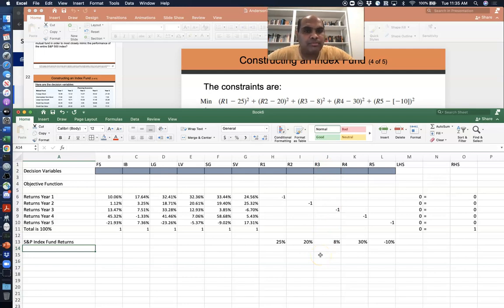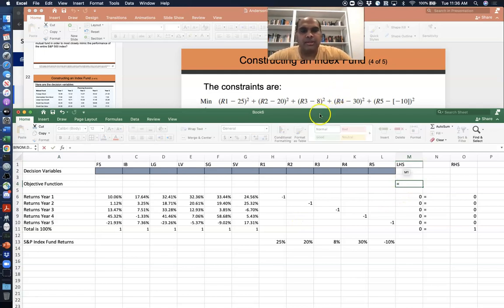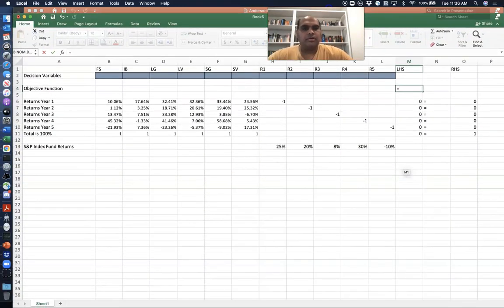So we cannot just write a sum product formula. It is the sum of the differences squared. There are a couple of ways of going about it. We can write it as a separate formula, then add these things. But let's go with the simplest option, which is just to write the formula out explicitly. So we are saying R1 minus, squared.